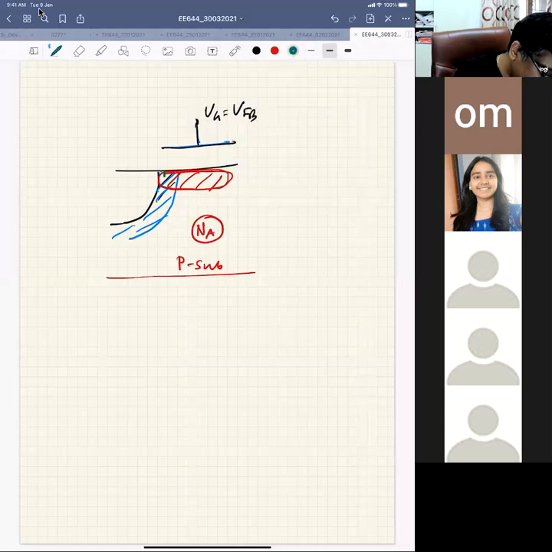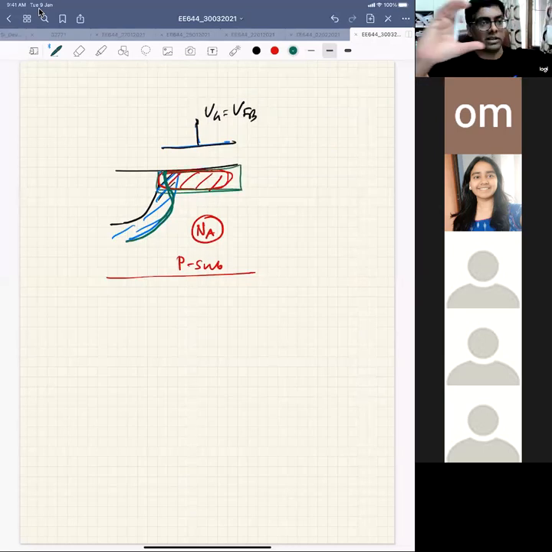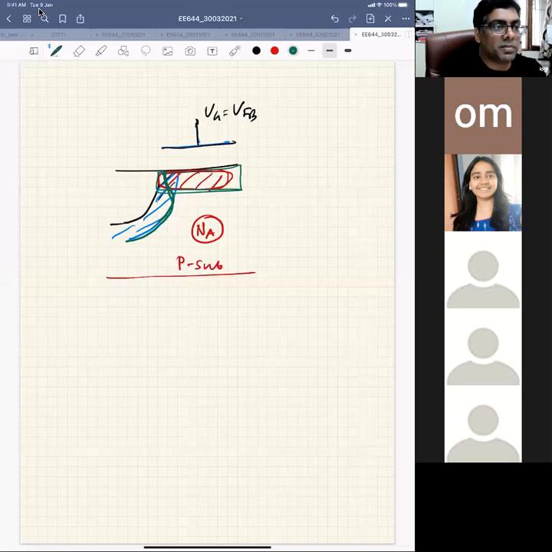If you have more doping at the surface, your depletion width will be like this. Right here it will be less, then it will increase. And since you are only worried about the top part, your interface part, your VTS roll-off can be reduced. So there are other techniques also.